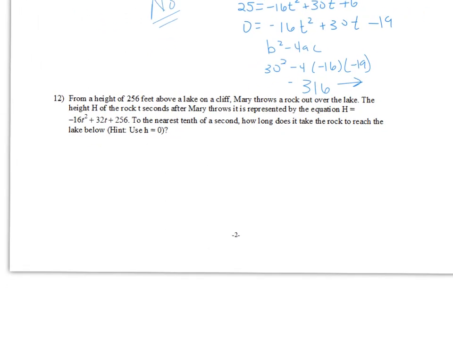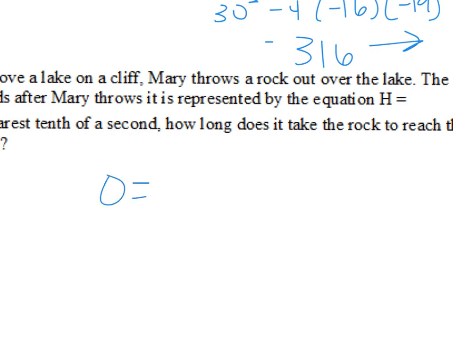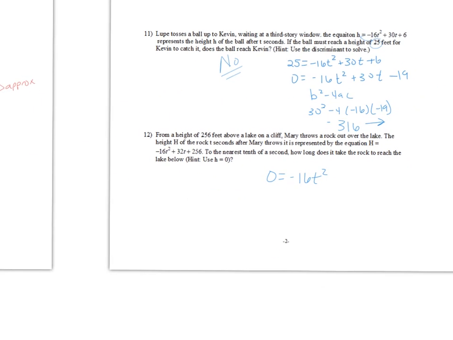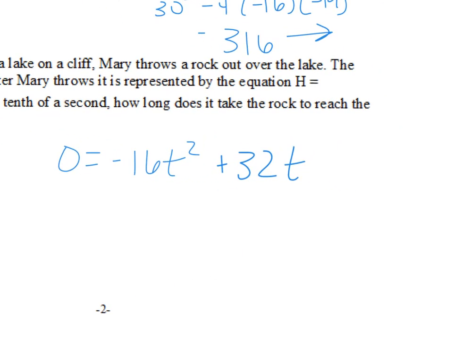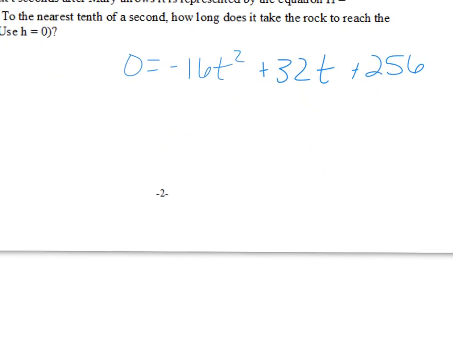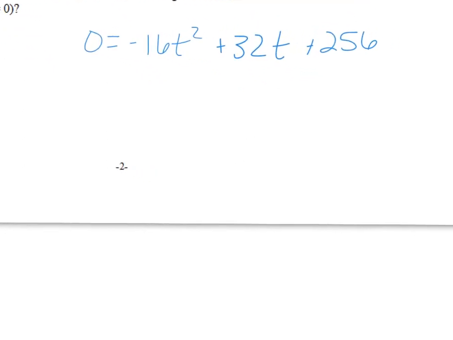All right. So from a height of 256 feet above the lake of a cliff, Mary throws a rock out over the lake. The height h of the rock, t seconds after Mary throws it, is represented by the equation. To the nearest tenth of a second, how long does it take the rock to reach the lake below? Hint, since we're talking about the lake below, our finishing height will be 0. So I'm going to go ahead and plug in 0 equals negative 16t squared plus 32t, and then our start height was at 256. Now, since it's already set equals 0, that's fabulous, but I do need to go ahead and start working the quadratic here.